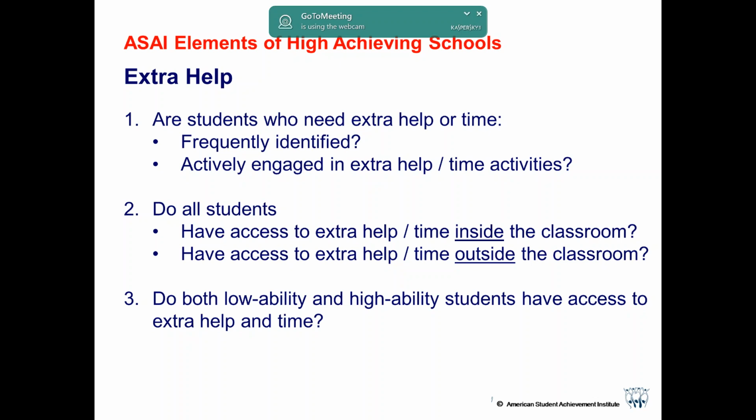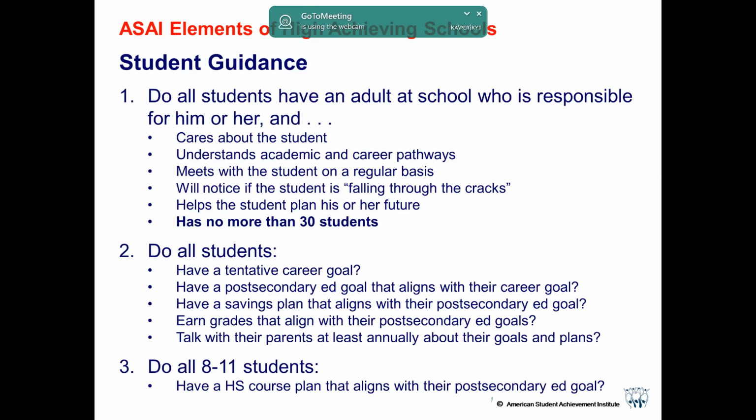And one other thing that we like schools to think about is, do both low ability and high ability students have access to extra help and time? A lot of times it's just the low achieving students who get the extra help, who are involved in tutoring. But much of the time, it's the high ability students who also need the extra help to master their AP content or their dual credit content or their high ability student program content. So we want to look at, is everybody getting extra help?